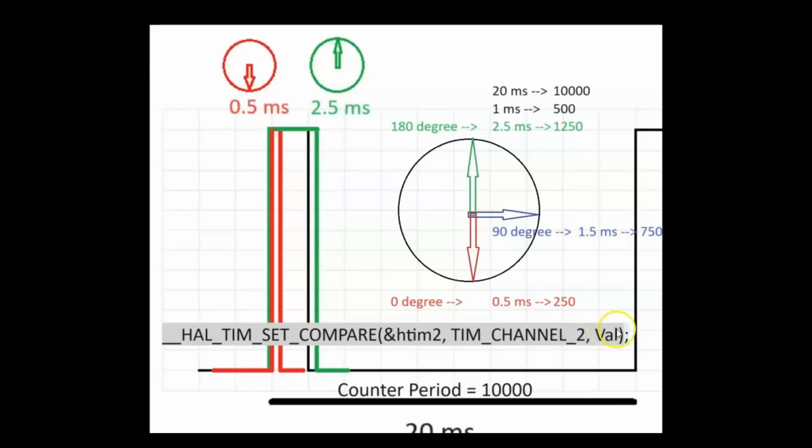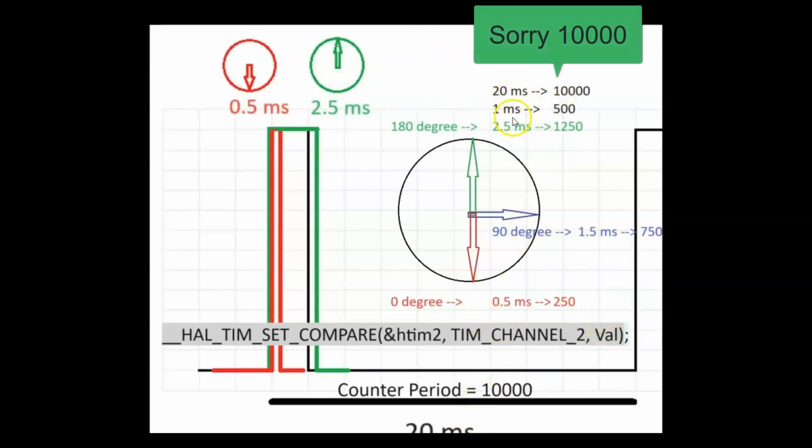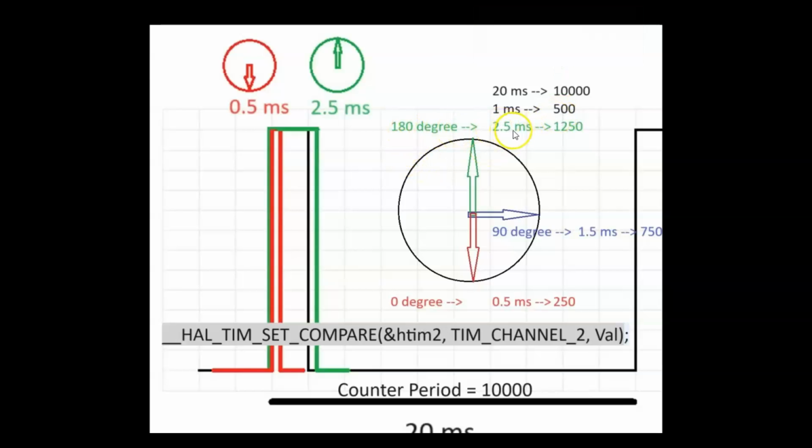To calculate the corresponding value, 20 milliseconds is 1000 here, so 1 millisecond is 500. So for 180 degrees, it's 2.5 milliseconds. That is, we multiply, we get this number. So 90 degree, 1.5 millisecond, we get 750. 0 degree, 0.5 millisecond, 250. If we put this value, we can control the servo.